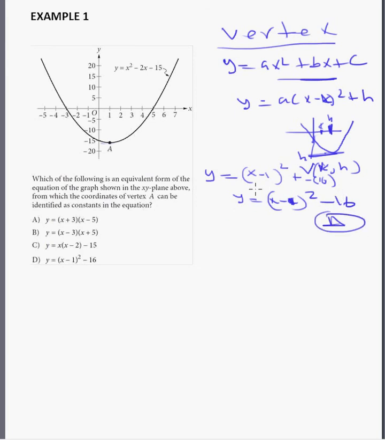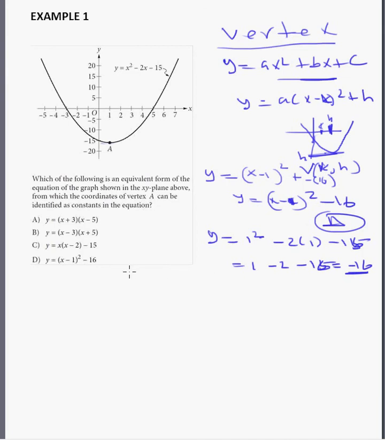If you are not very comfortable, you can also take x is equal to 1 right here and plug it into the equation. So y is equal to 1 squared minus 2 times 1 minus 15, which is 1 minus 2 minus 15, which is minus 16. So that alone points you to that.